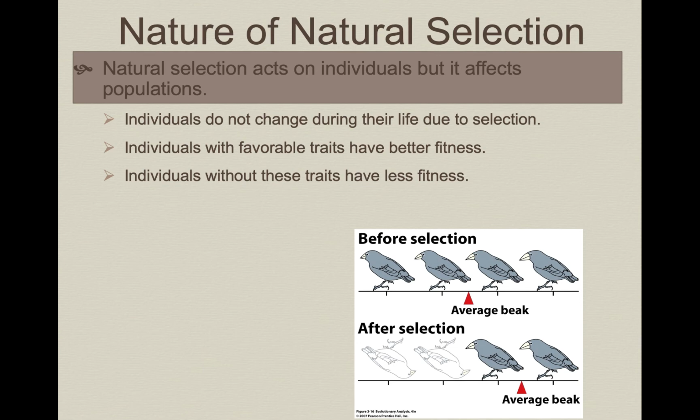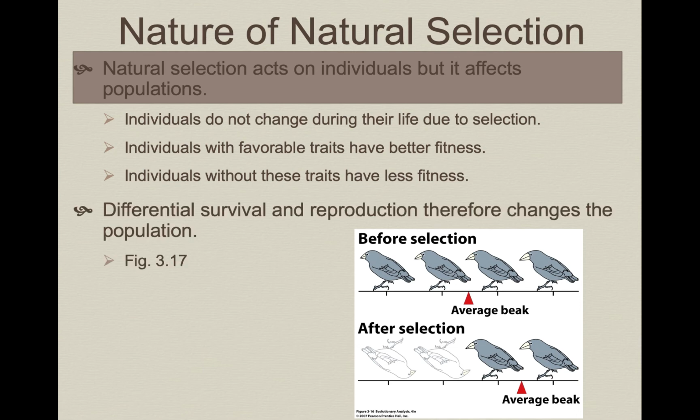Individuals with the favorable traits, yes, those are the adaptations. They have better fitness, so they're going to contribute more to the next generation, so it's affecting the population. Individuals without those traits have less fitness. Their trait is going to be represented less in the next population. So differential survival and reproduction, differential fitness, leads to changes like this shown here. Before selection, you may see a lot of variation, but if there's selection for larger bills, then you're going to see average bill size increase in the population.